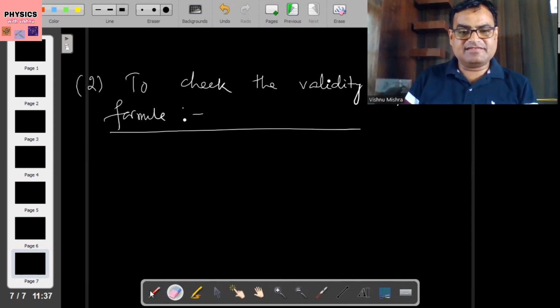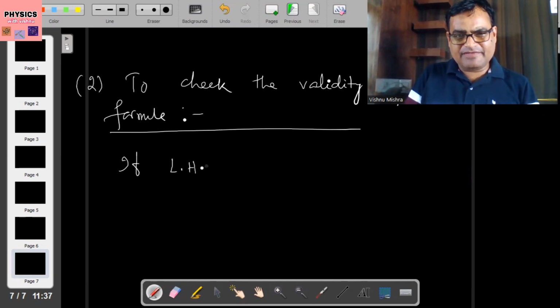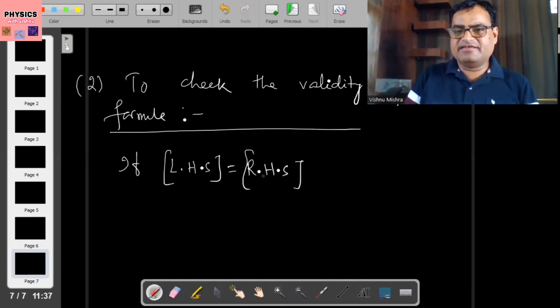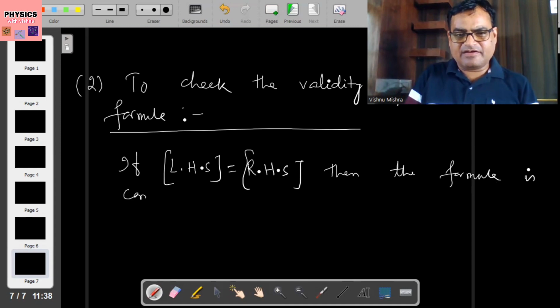Clear? Let's see this. If LHS dimension equals RHS dimension, the formula is correct. Otherwise, it is not. Write down, all of you: if LHS dimension equals RHS dimension, then the formula is correct. Otherwise, the formula is wrong. So let's pick up one example.